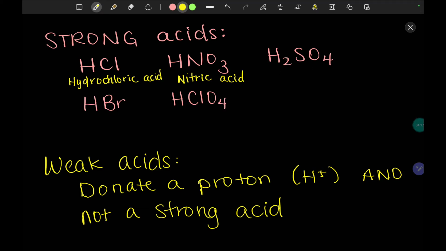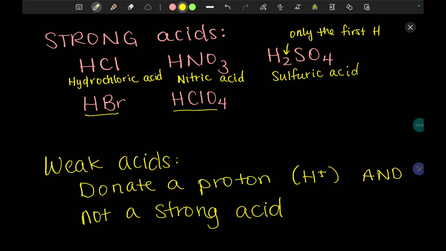For H2SO4, you notice that there's two H's here. Only the first H that comes off is strong and will go 100% as soon as it hits water. But the second one will not. So this is sulfuric acid. We've also got hydrobromic acid and perchloric acid. Those are a little bit less common. You should definitely know the top three.